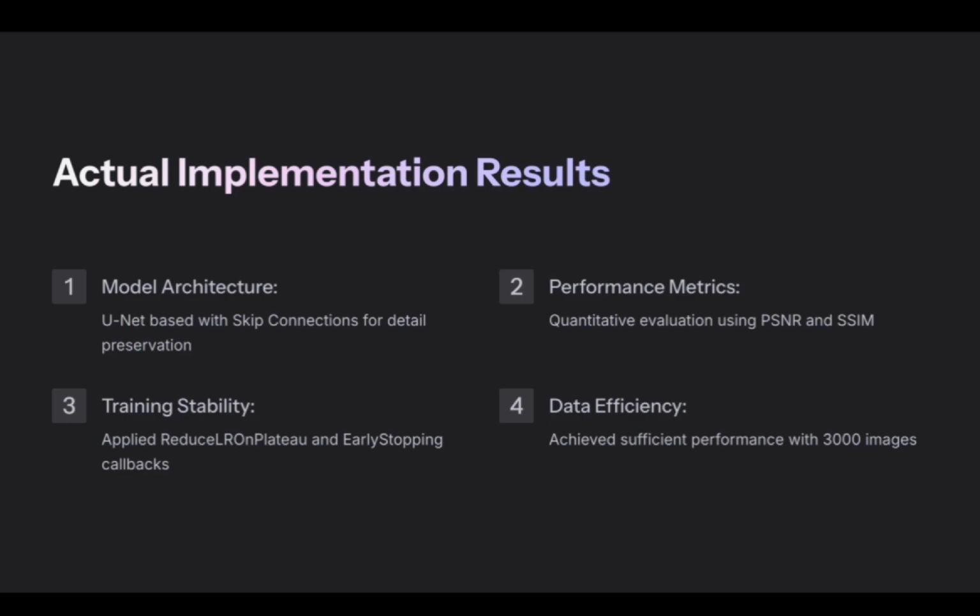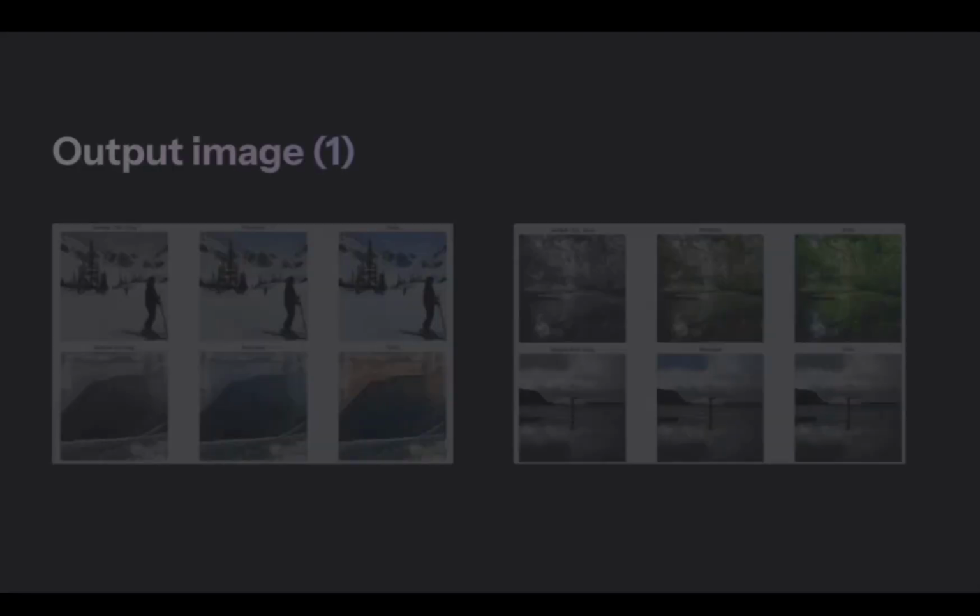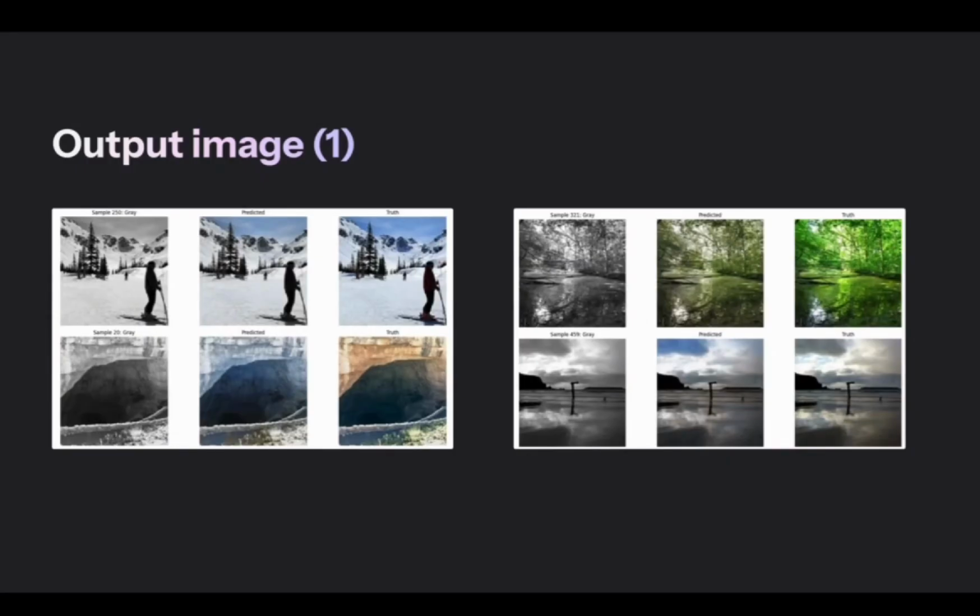For training stability, we applied reduce LR on plateau and early stopping callbacks to flexibly adjust learning rates and prevent overfitting. Finally, by implementing a regression-based approach, we achieved effective training even with a limited dataset of 3,000 images. The results of the model are as follows. We can see that the model achieves quite high accuracy in colorizing images with strong cyan and blue tones.